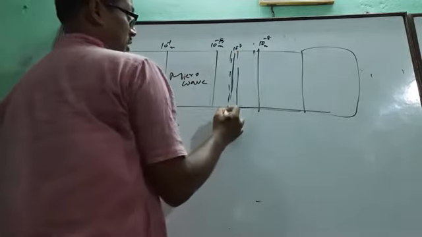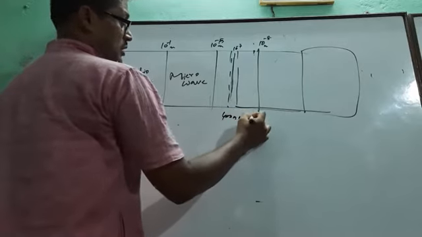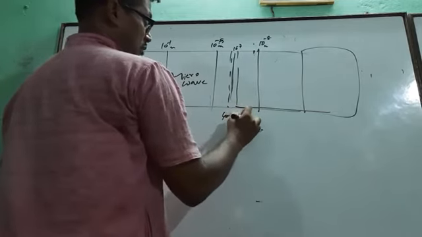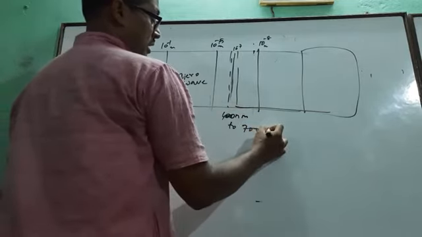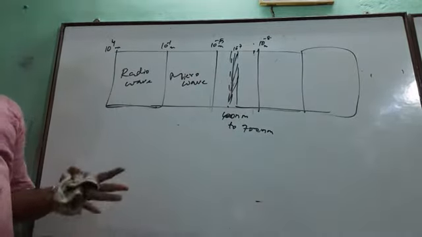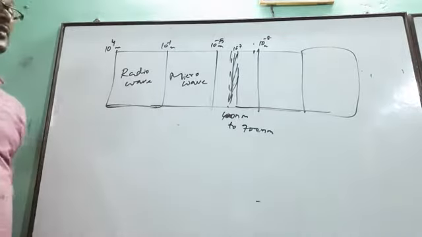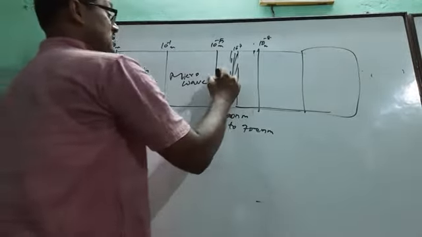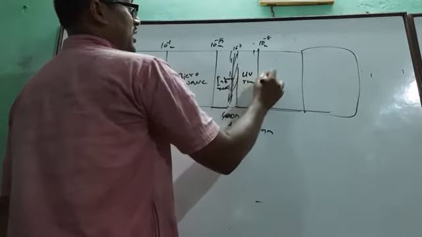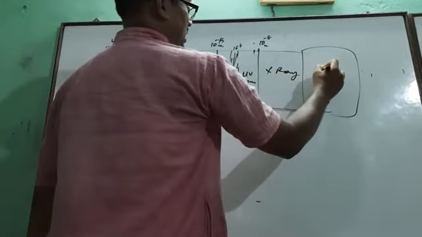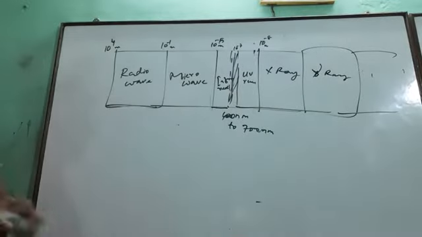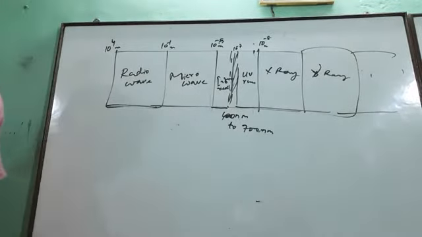This is the visible one, meaning 400 nanometer to 700 nanometer. In this region we can see through our eye, meaning the eye cells can respond in this region. But this region is infrared, and here it is UV ray. Here it is X-ray and then gamma ray. Then also we have cosmic radiation, etc. So this is the series or spectrum of electromagnetic waves.